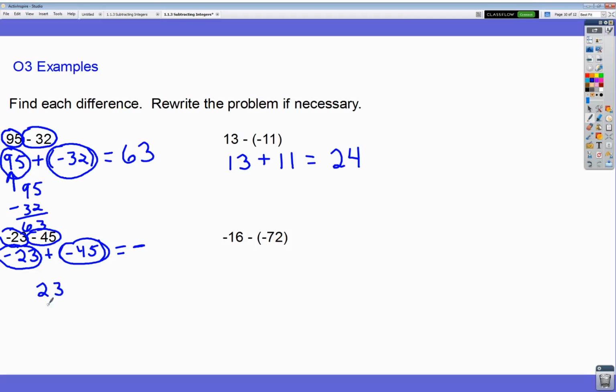When I add the two numbers, I'm not going to write the negative signs because I'm just adding. 5 plus 3 is 8. 4 plus 2 is 6. I already wrote my negative sign, so my answer is negative 68.